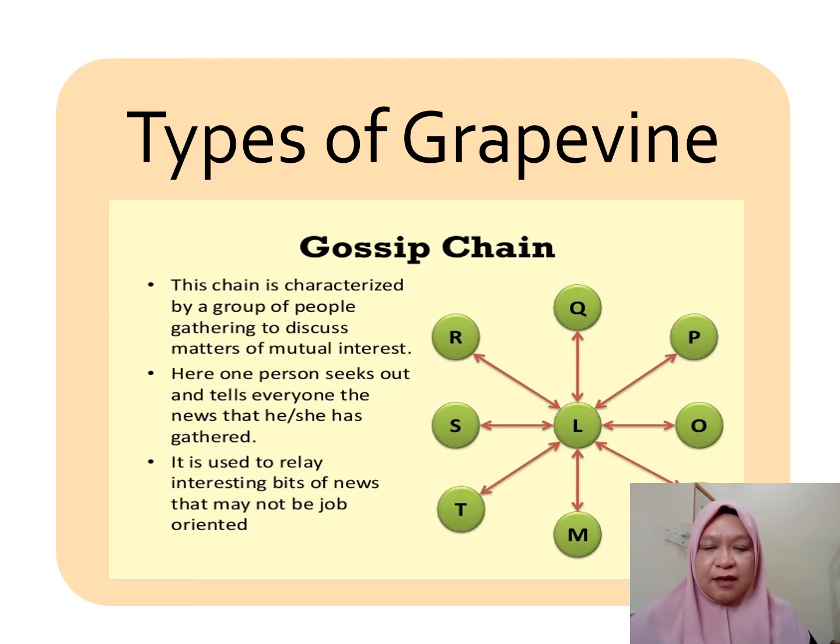If you see the diagram here, it goes from L to all people. L will inform everyone, telling Q, P, O, N, R, and so on. This chain is characterized by a group of people gathering to discuss matters of mutual interest. One person seeks out and tells everyone the news that he gets. It's used to relay interesting bits of news that may not be job oriented. So usually the gossip must be something interesting for people to want to hear, so that you are able to gather everyone to hear your story.